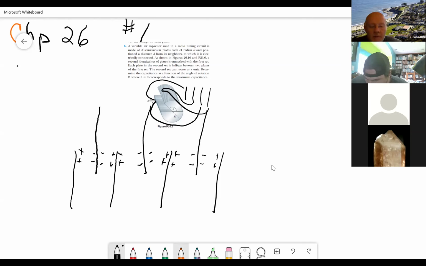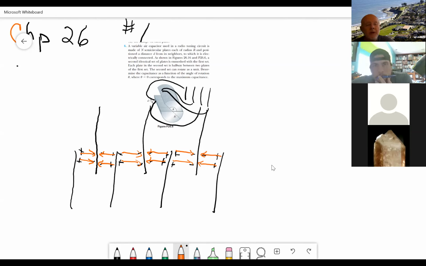Because what we would then create is a field here and a field here and a field here and a field here and a field here and a field there. And so basically every plate would give us two, with the exception of the end one where we only get one.